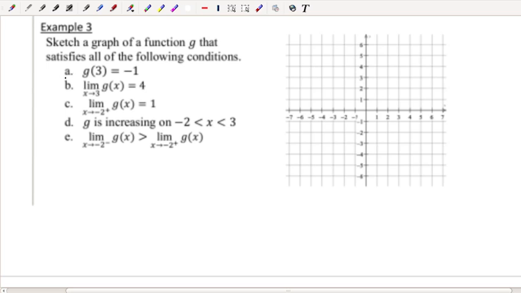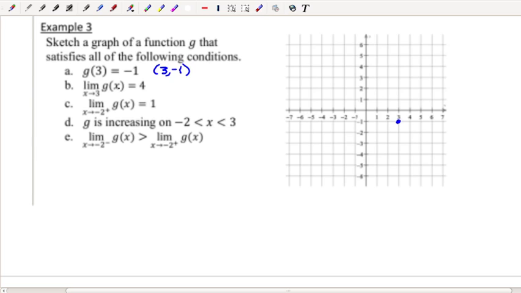So condition A, g of 3 equals -1. So really all this is saying is that I have the point on my graph of x value of 3, y value of -1. So that's easy. I just find x value of 3, y value of -1. I'm going to put a point here. My graph needs to go through that point. At some point, somehow, going to get there.